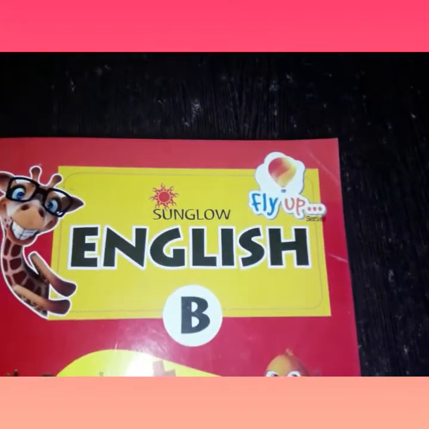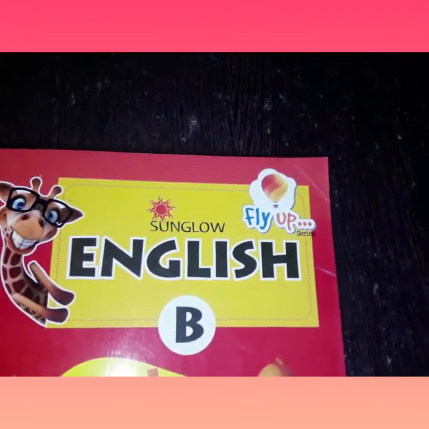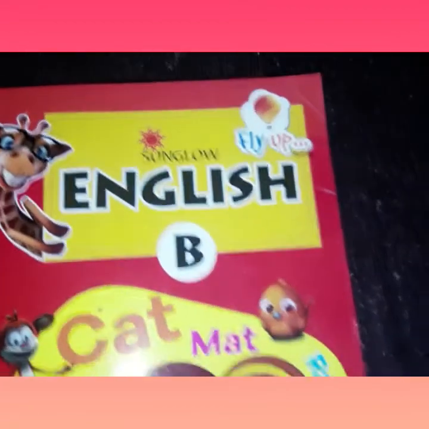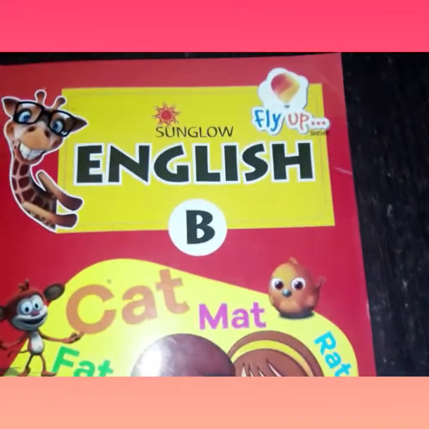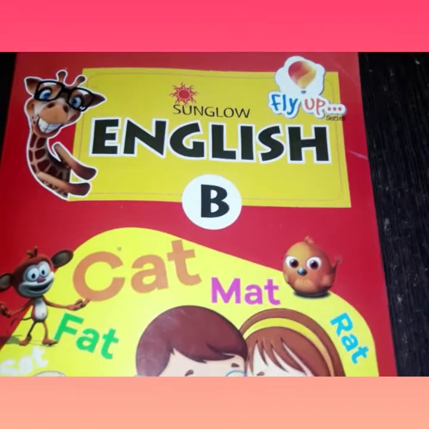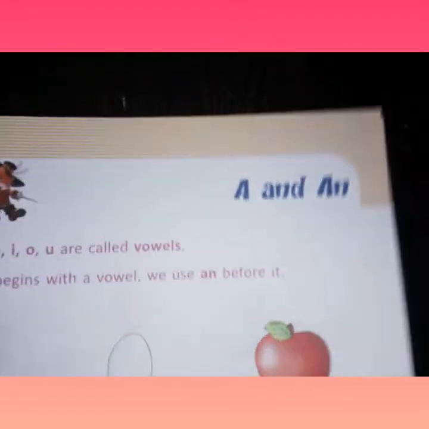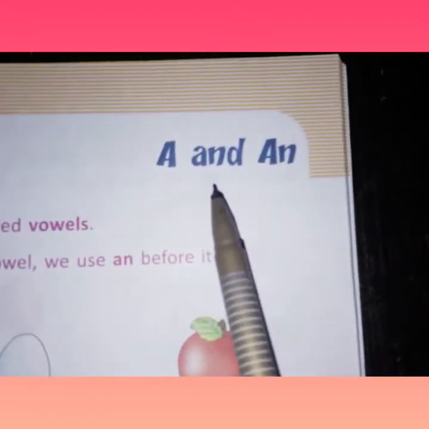Children, today you will do the English work in your workbook, Fly Up Sunglow English. Okay? So take out this workbook and your pencil and eraser. If you have taken out all the things, just open your workbook to page number 35. This is page number 35, and on this page you will learn about articles A and an.